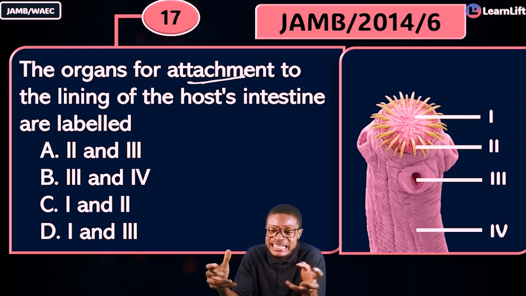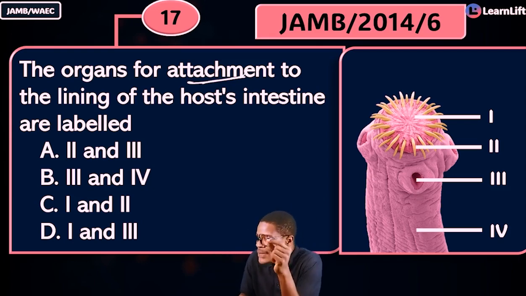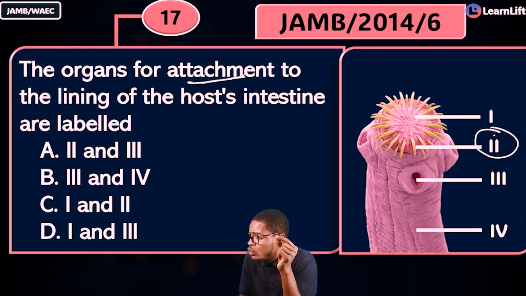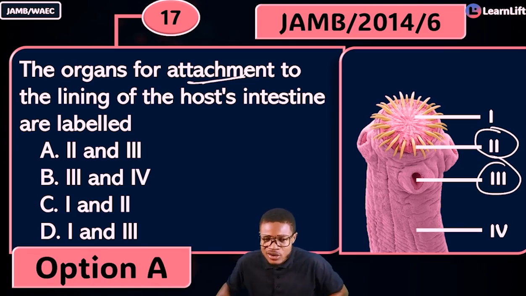It is the hooks and the suckers. Where is the hook? Where are the suckers? The part labelled 2, what are they called? Hooks. The part labelled 3, they are called the suckers. So 2 and 3, option A is the correct answer.